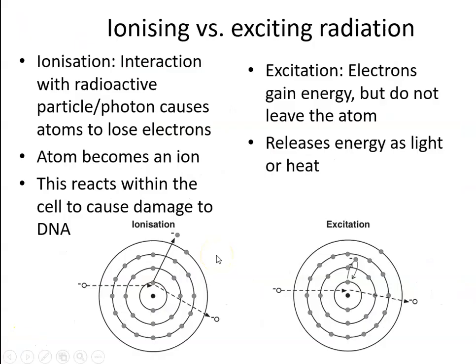So radiation can be either ionizing or exciting radiation. I'll start with exciting radiation. This is where something like a photon is absorbed by an atom, potentially exciting an electron. The electron becomes excited, it goes to a higher energy state, so it goes from, let's say, here up to here. It then falls back down to its original position, and in the process can give off light or heat, but goes back to exactly as it was before.